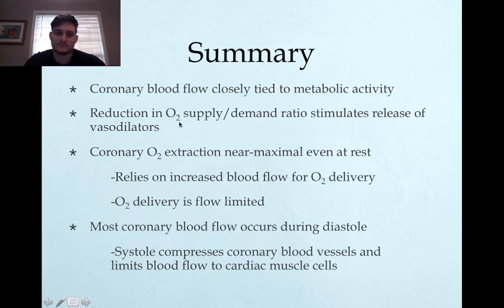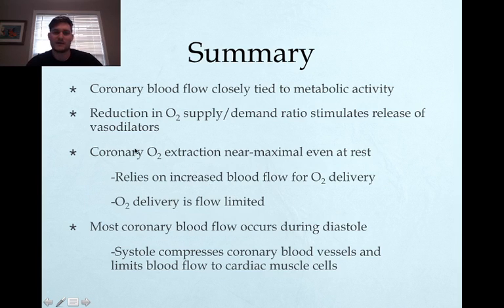And so when that initial O2 supply to demand ratio is reduced because that diastolic filling time is shortened, well, then you get the release of vasodilators such as nitric oxide, which are going to help vasodilate those coronary arteries and help deliver more blood flow to the cardiac muscle tissue. Coronary O2 extraction is near maximal, even at rest. And so that's what makes the heart flow limited. That's what makes its VO2 flow limited, that the oxygen delivery is going to rely on increases in blood flow.